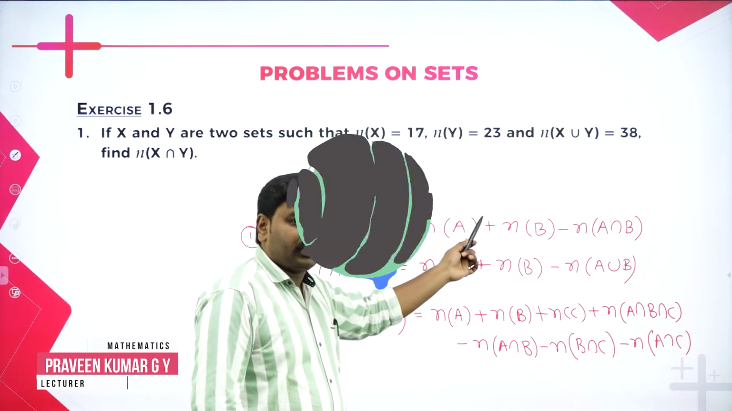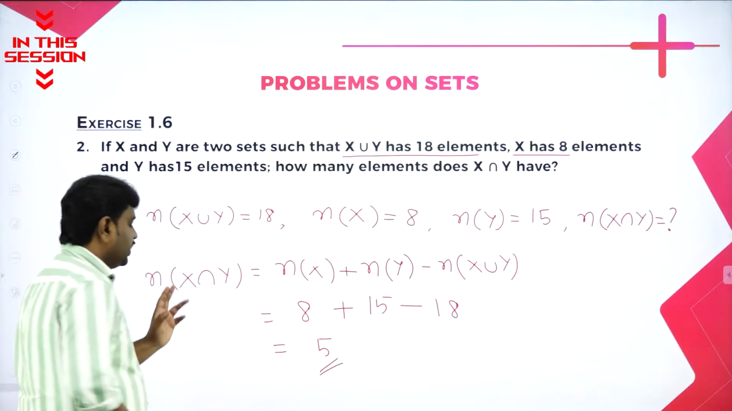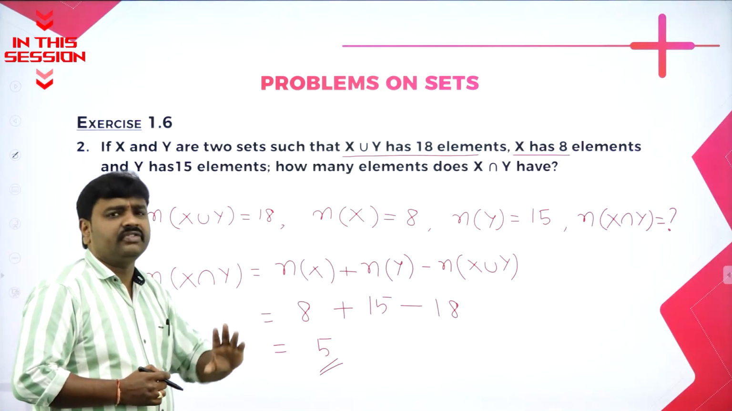n of a plus n of b. In that, remove common elements. Common elements means what? Intersection. Number of elements in intersection. Intersection means common. n of x plus n of y minus n of x union y.